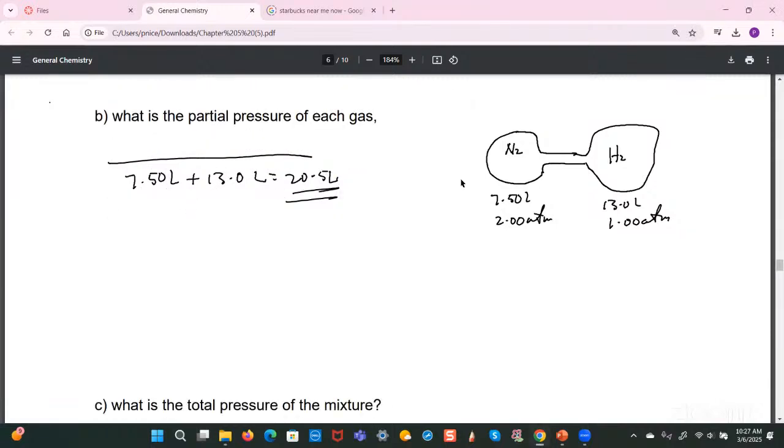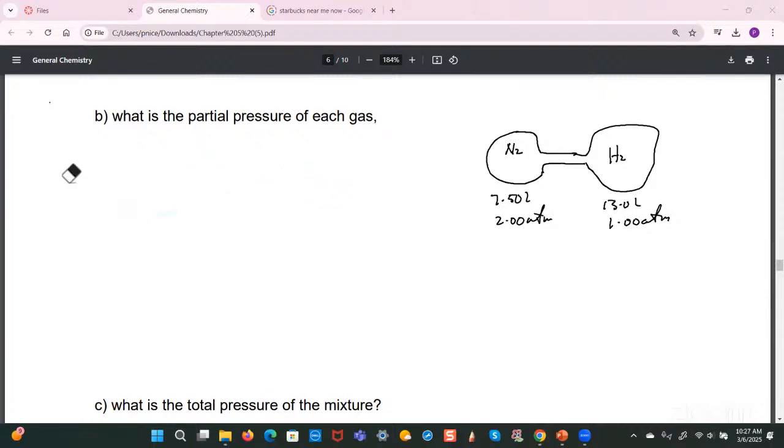Okay, so the question is asking, what is the partial pressure of each gas? Let me erase this here. Okay, so somebody said Boyle's law. So how would Boyle's law apply in solving this problem? Let's deal with each gas in turn. Let's deal with nitrogen. How would you calculate the partial pressure for nitrogen based on Boyle's law? Let me remind you what Boyle's law says. P1 V1 is equal to P2 V2.